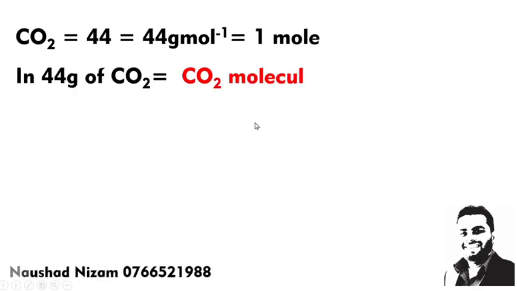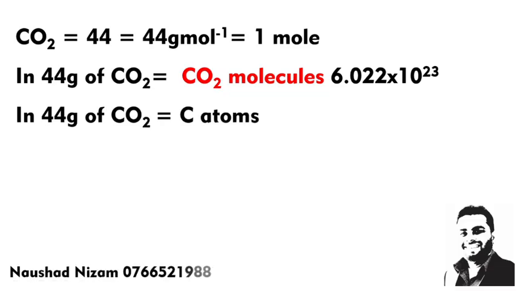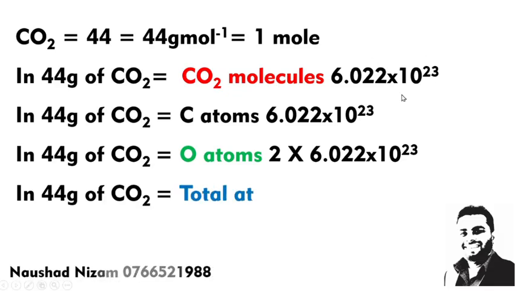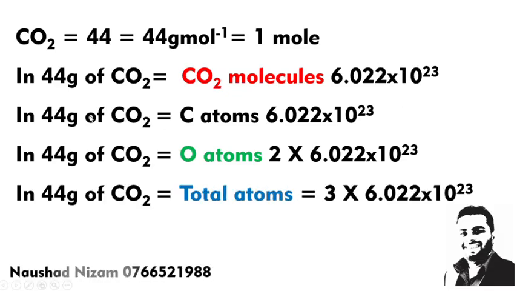You will understand. Right? So in 44 grams of carbon dioxide, you have 1 mole. That means this much of 1 mole of carbon dioxide molecules. In 44 grams of carbon dioxide, you have carbon atoms. A molecule is made out of atoms. So 1 carbon and 2 oxygen atoms are there in 1 molecule. So in 1 mole you have 1 mole of carbon atoms. In 1 mole of carbon dioxide, you have 2 moles of oxygen atoms. To get the total atoms you multiply by 3, so 3 into 1 mole, or 6.022 × 10^23.